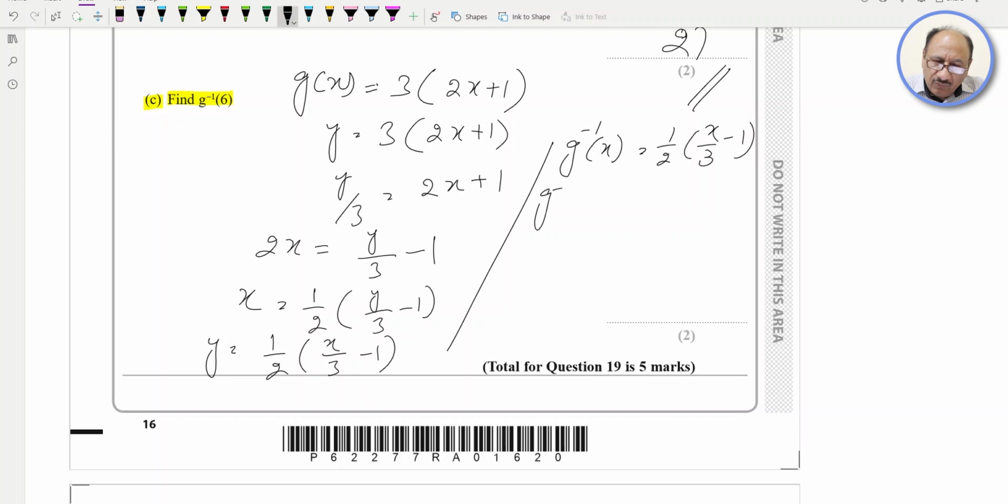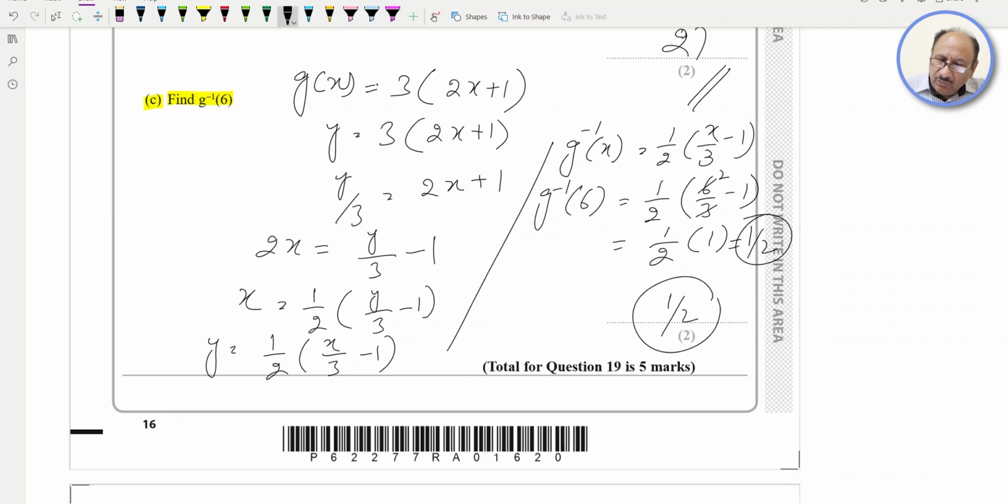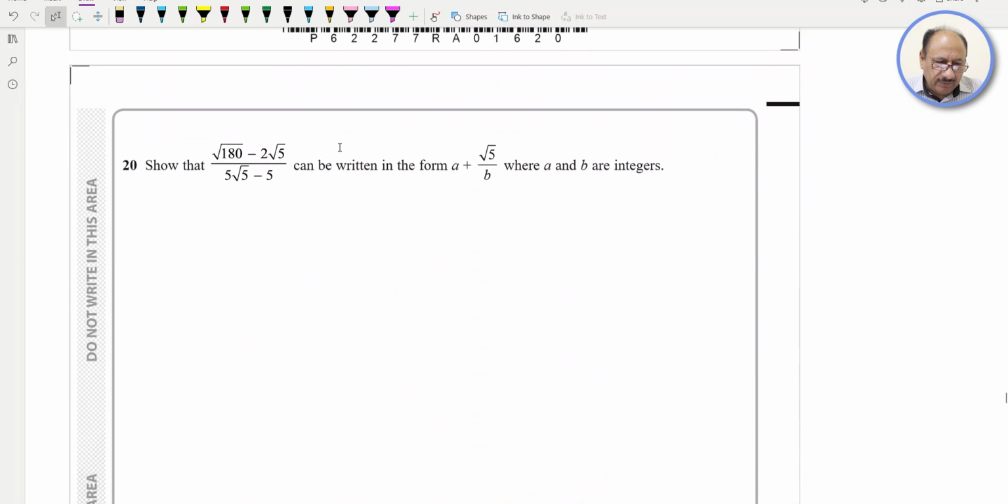Now we need to find g inverse of 6, and this will be equal to 1 by 2 into 6 by 3 minus 1. So 3 2s are 6, so 2 minus 1 will be 1, so it will be 1 by 2 into 1. So our answer will be 1 by 2. So hopefully you understood. This was a 2-marks question which we are done with.